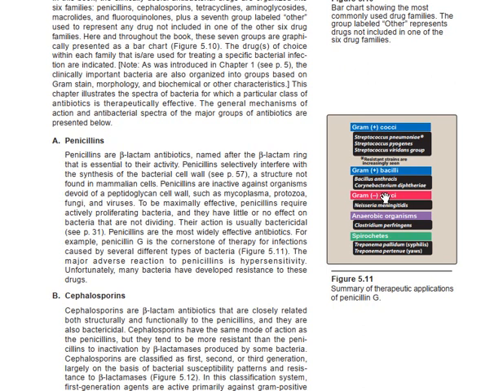Next, we have gram-negative cocci like Neisseria meningitidis, against which penicillin acts. We have anaerobic organisms like Clostridium perfringens that penicillin can act against, and we have spirochetes like Treponema pallidum, as in the case of syphilis.